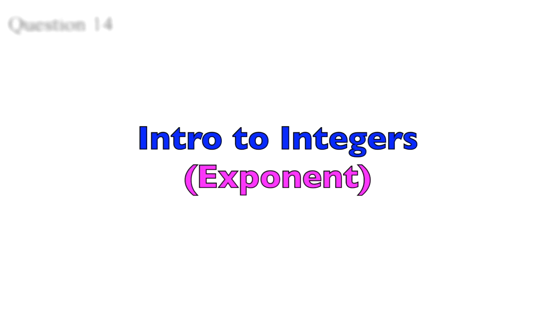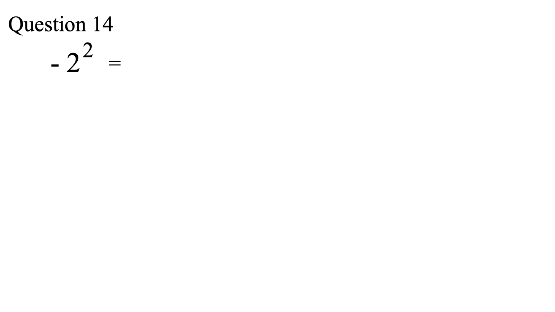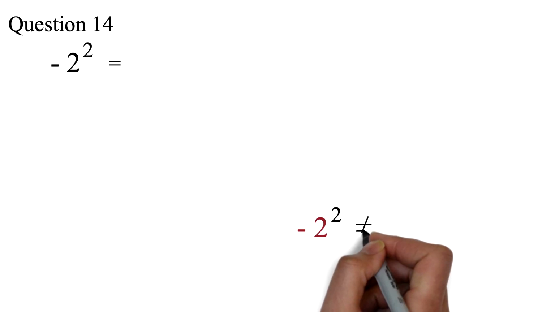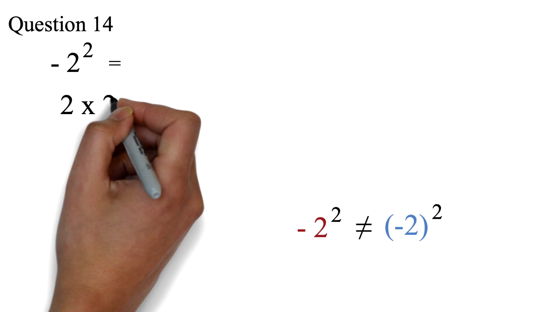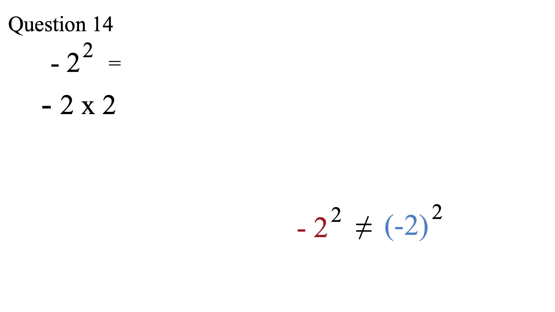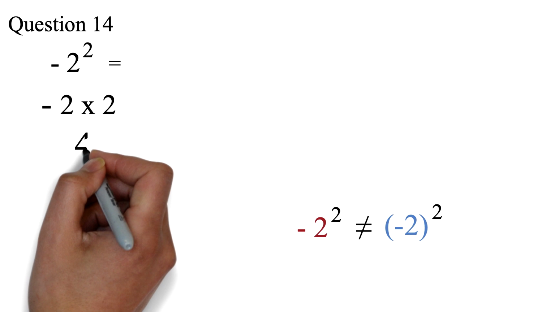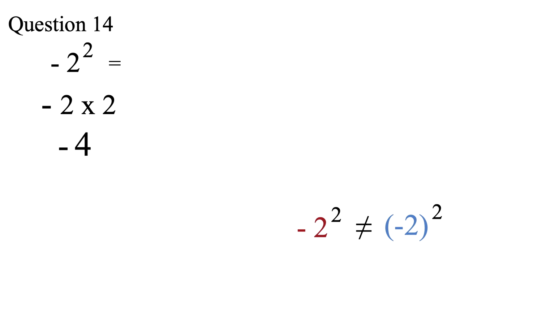Question 14. -2 exponent 2 equals. We were actually surprised at the number of students that were confused about our statement in our GED Math 2021 video that -2 exponent 2 is not the same as (-2) exponent 2. We said in our previous video that exponent represents the number of times a number multiplies itself. In this question, the exponent is affecting only the 2. So we will have 2 times 2, and then we have the negative in front. 2 times 2 is 4. So we will have -4 as our final answer.